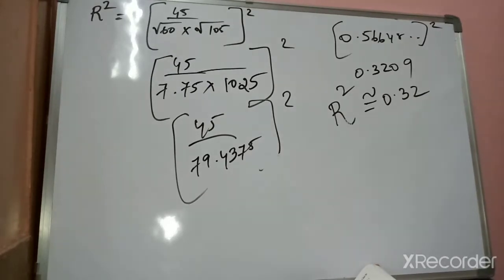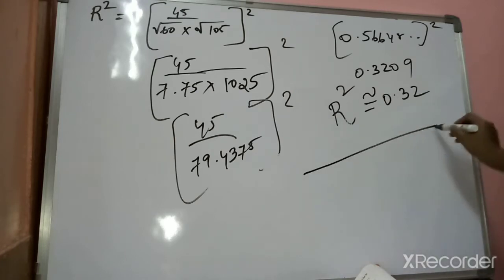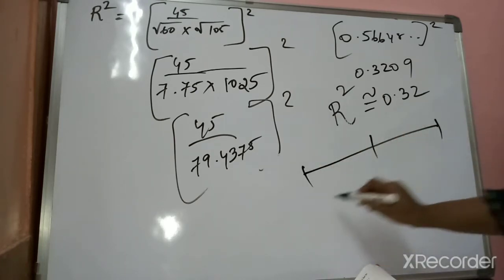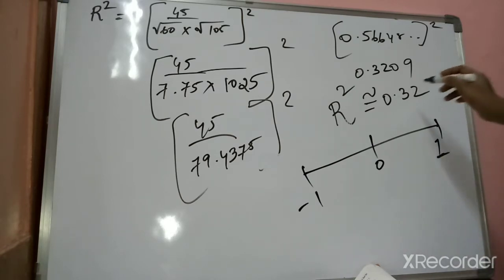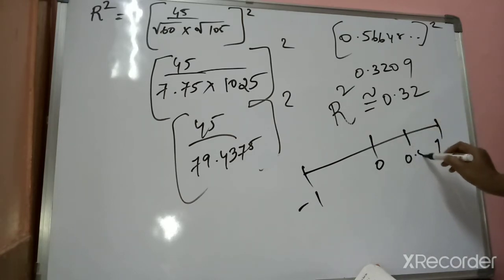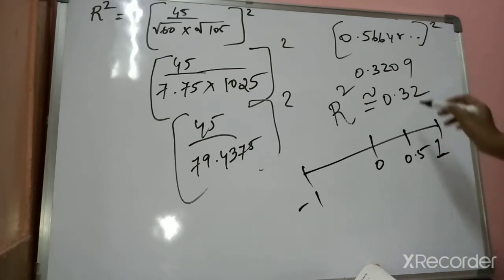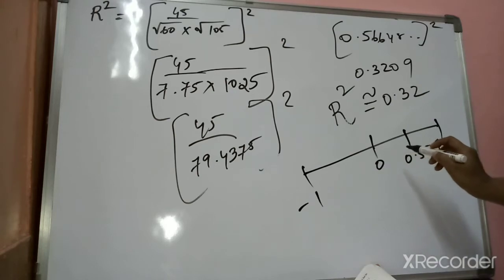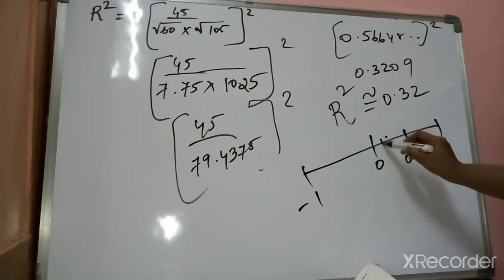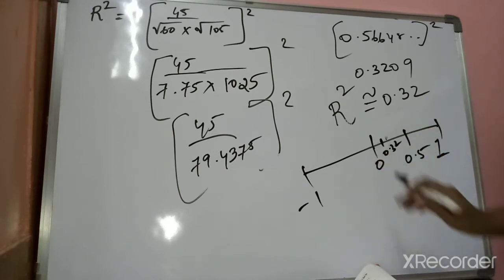Now as you got your capital R square as 0.32, now draw the number line like this, -1, 0 and positive 1. Clear? So here in between we are having positive 0.5. So 0.32 is somewhere between 0 to 0.5. Clear? So 0.32 is something which is nearer to 0. So it cannot be said that the regression model is reliable.